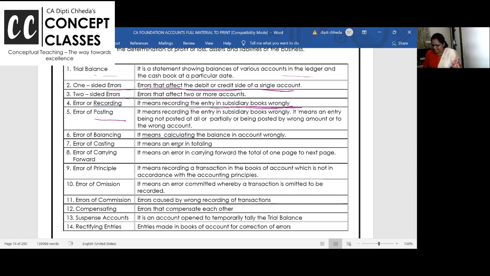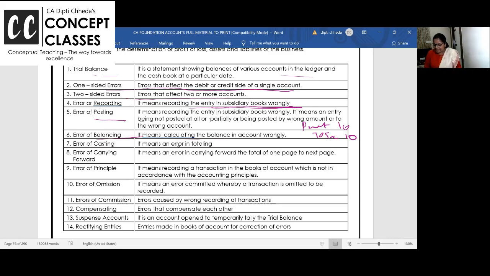I hope you are getting. When I'm writing party to sales, 10 rupee, I may post 100 or 1, or instead of debiting the party, I may credit, or instead of debiting Dipti Chheda Nallakunta, I may debit Dipti Chheda Kukatpalli. Are you getting? So these are the errors of posting.